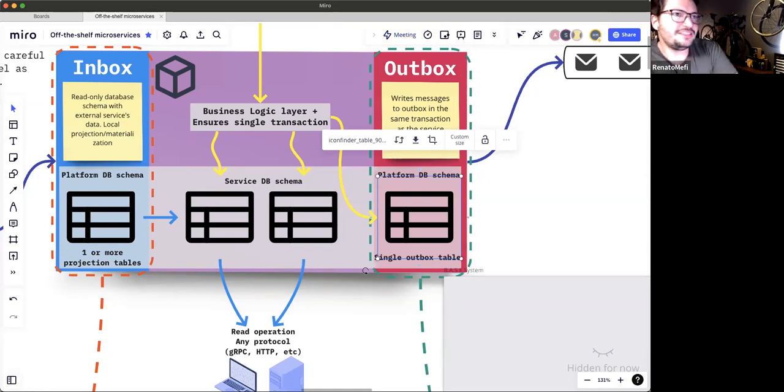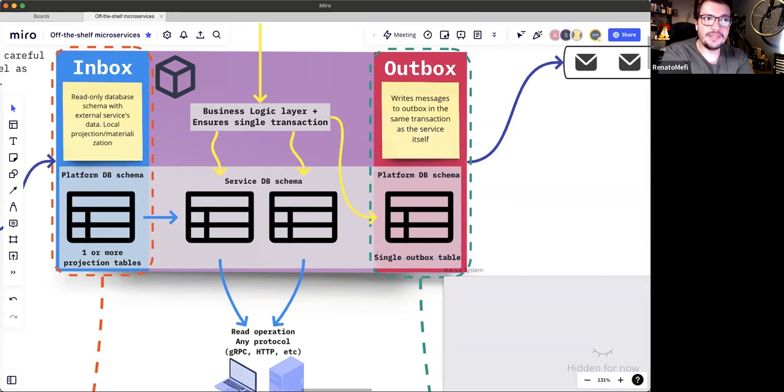Okay, so I see some interest in the Outbox pattern. So yes, you can delete the data from the Outbox table for sure.